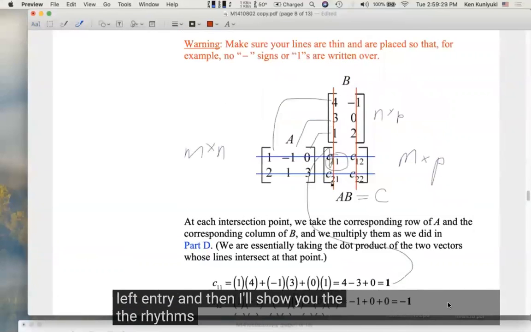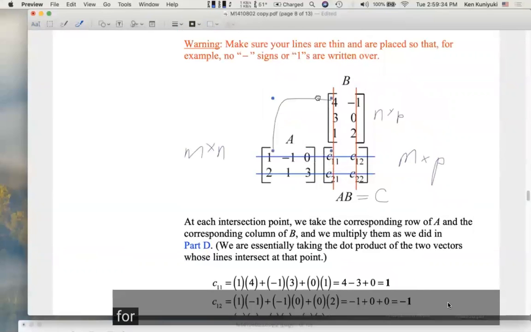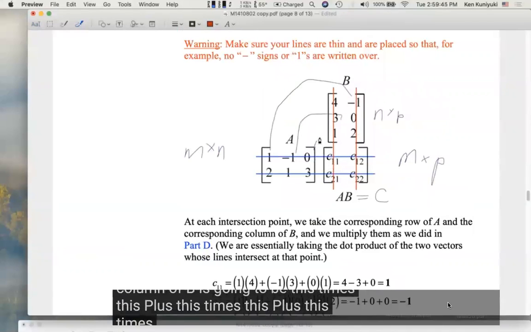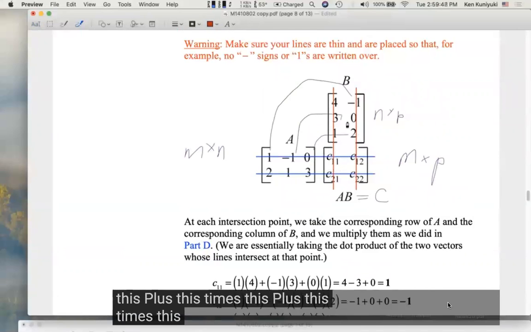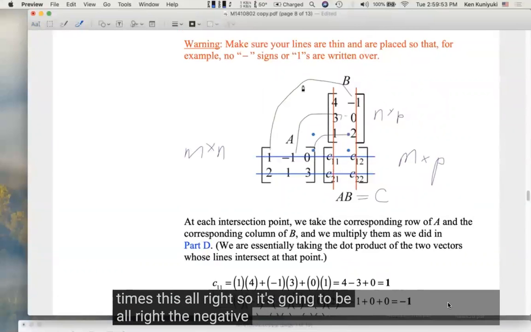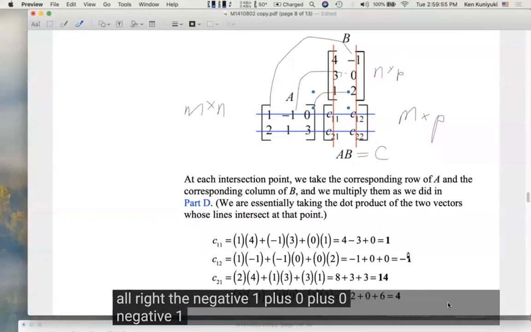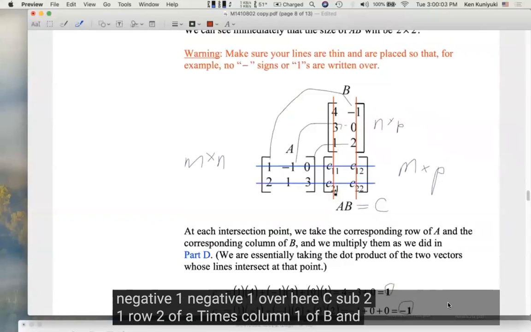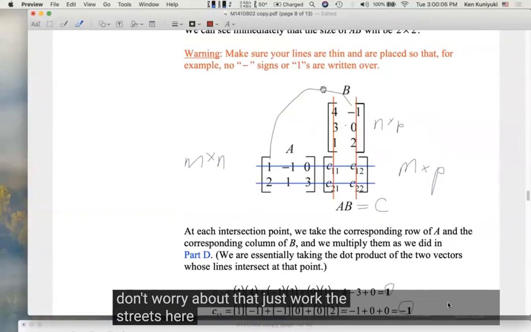And then I'll show you the rhythms. For the upper right entry, it's the first row of A times the second column of B: this times this, plus this times this, plus this times this. So it's going to be -1 plus 0 plus 0, -1. -1 over here. C sub 2, 1. Row 2 of A times column 1 of B. Don't worry about that. Just work the streets here.